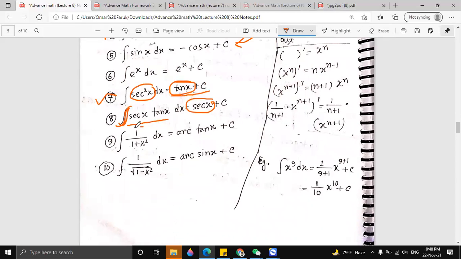And integration of 1 by 1 plus x square dx is arc tan x, because from the derivative formula we know that the derivative of arc tan x is 1 by 1 plus x square. And arc means tan inverse, tan inverse x. So in our scientific calculator, we have tan inverse x. Okay, guys?